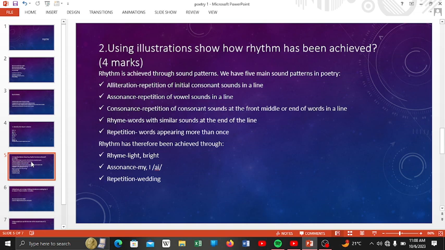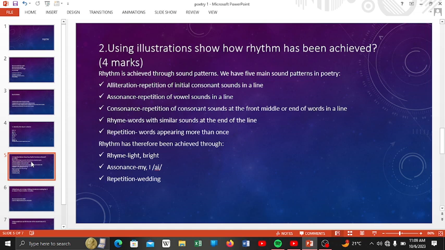Learn to identify them. Consonance, repetition of the consonant sounds either at the front, middle, or at the end of the words in a line. So consonance can be alliteration, but alliteration can never be consonance, because alliteration is specific to the initial part, but consonance can come either way. So you can identify alliteration somewhere, but also if you identify the same point as consonance, you're still good to go.